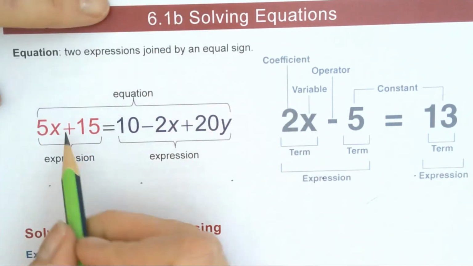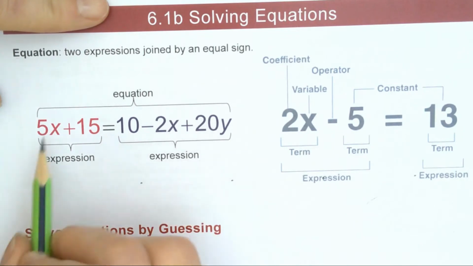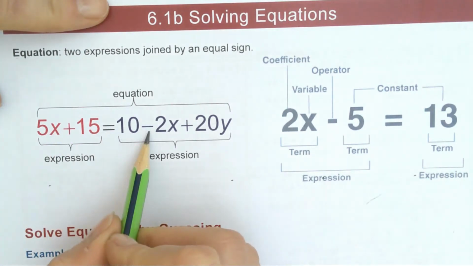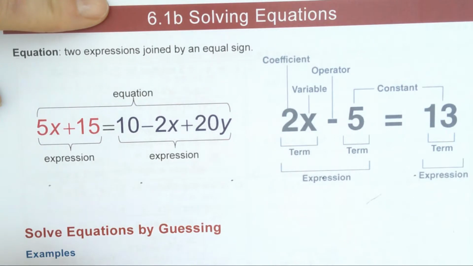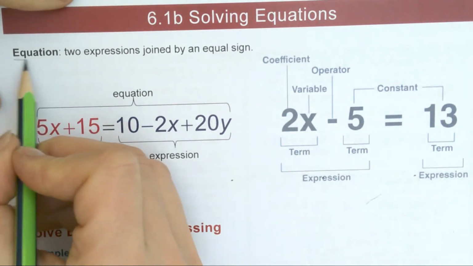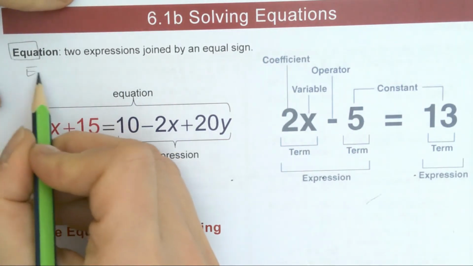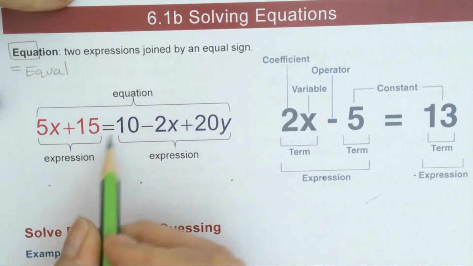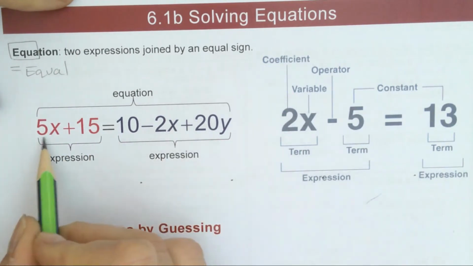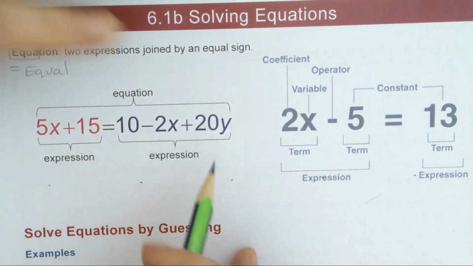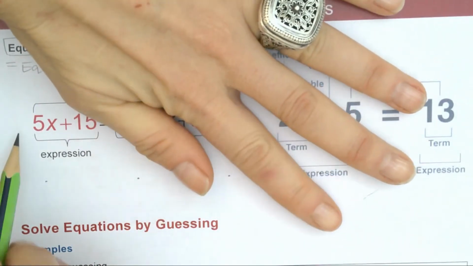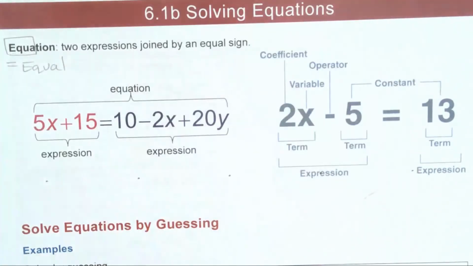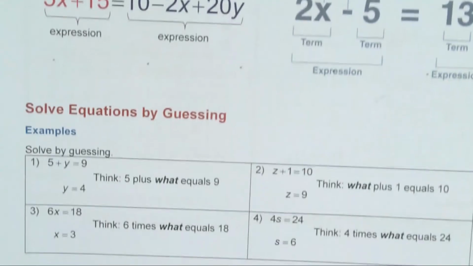but when you have an expression with an equal sign, that's called an equation. Okay, so if you look at the word equation, you have the word equal hiding in there. So it's anything that has an equal sign in it that we're working on. If it looks like this with an equal sign, it's an equation. If there's no equal sign, then it's an expression. Okay, so we want to solve these equations, and the first way to do it is to solve by guessing.